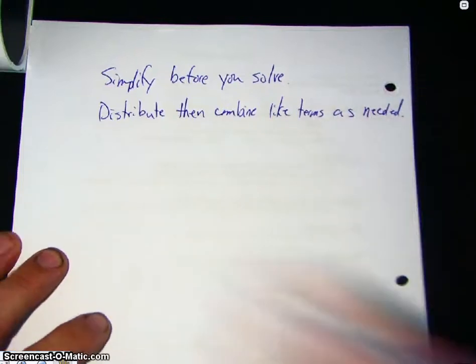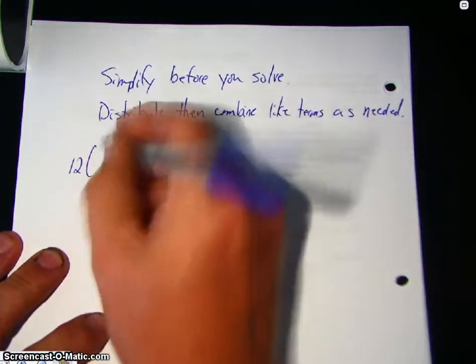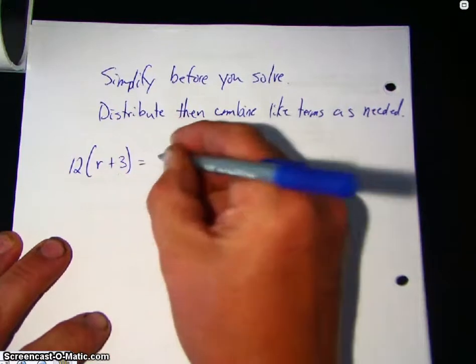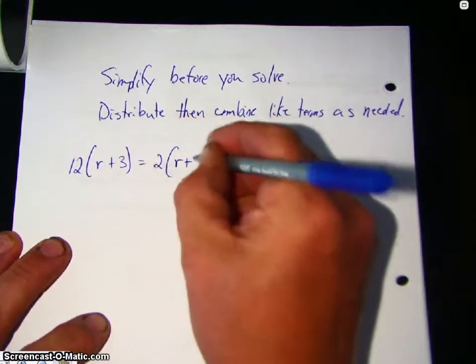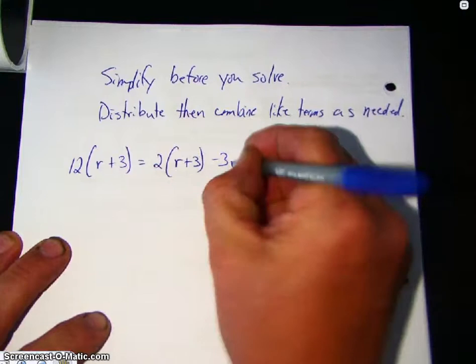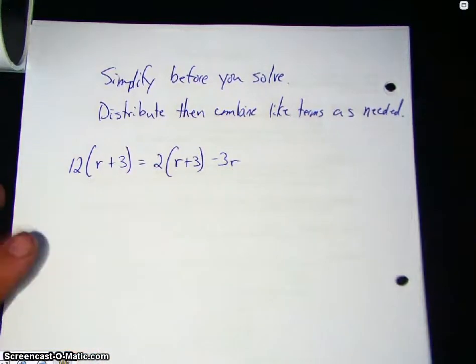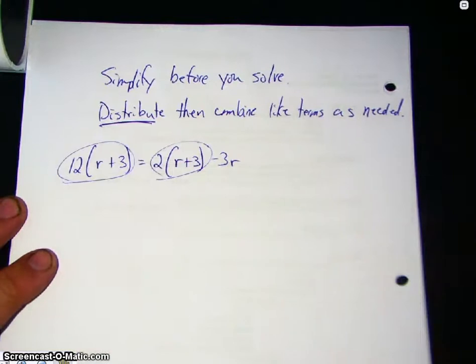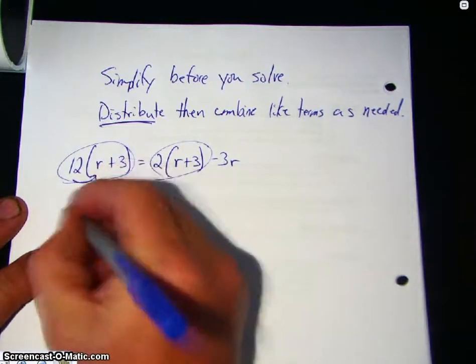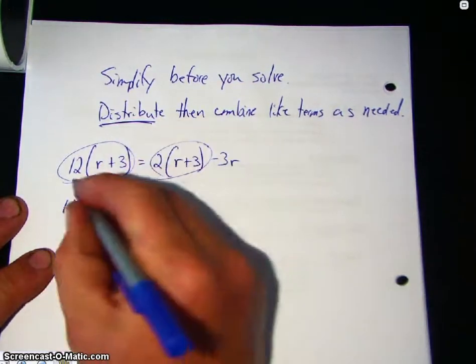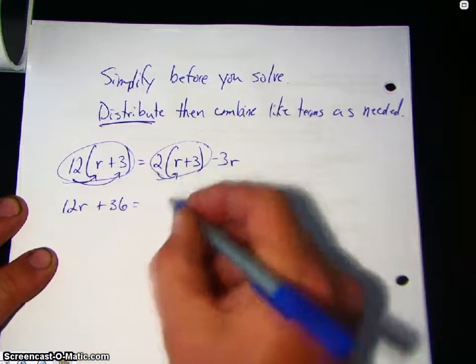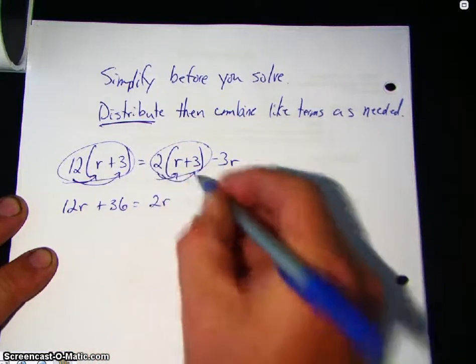All right, so for example, 12 times the quantity r plus 3 equals 2 times the quantity r plus 3 minus 3r. All right, so first thing we do, we distribute. So that means here and here. So 12 times r is 12r. 12 times 3 is 36. 2 times r is 2r. 2 times 3 is 6.